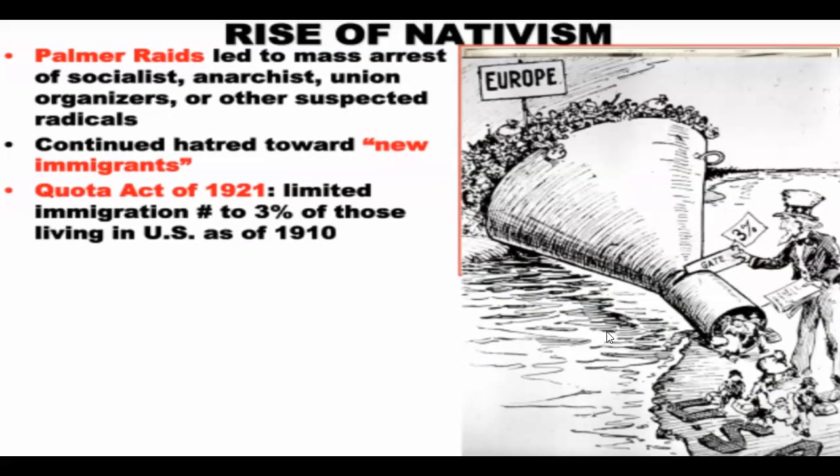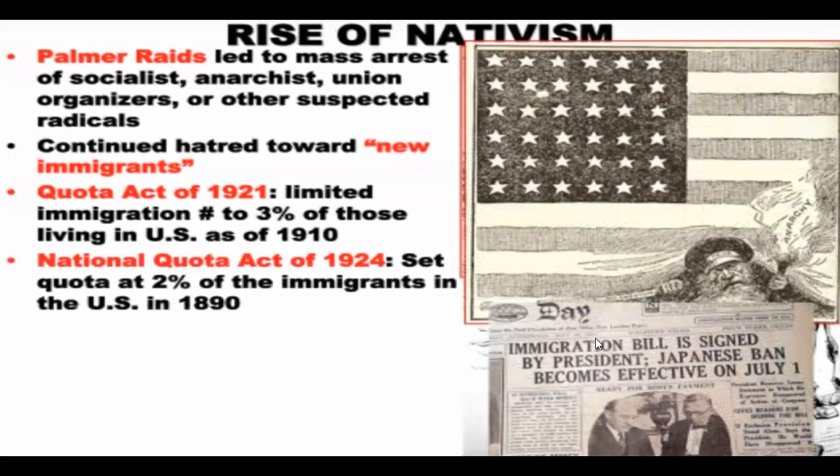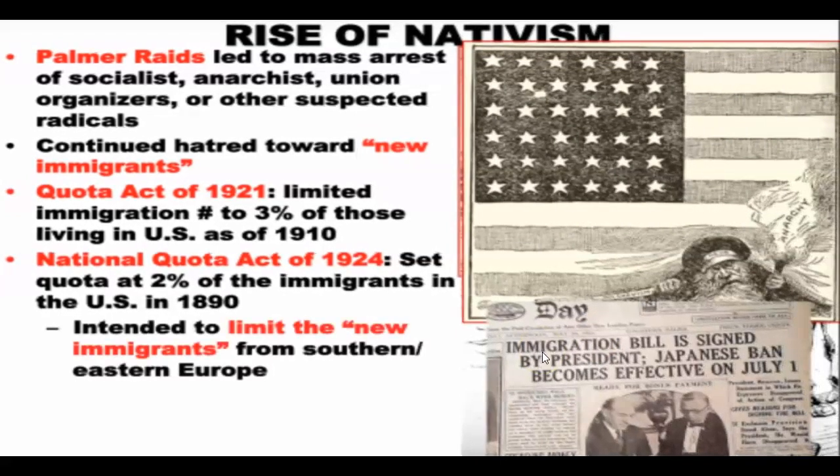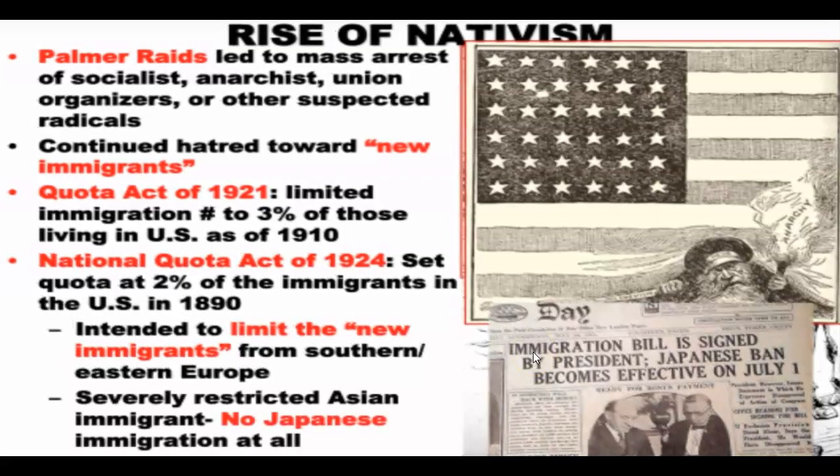Going back to the cartoon here, Uncle Sam, the government, is only allowing a very limited number of immigrants in from across Europe. And this is specifically Southern and Eastern Europe. Okay, that's usually what it was. Those were the types of immigrants that were targeted. We're not talking about Western Europe mainly. We're talking about Southern and Eastern Europe that is being severely limited. Asian immigrants were also severely restricted. We did not allow any Japanese into the country at all. So this kind of rings a bell to the Chinese Exclusion Act, right, back in 1882.